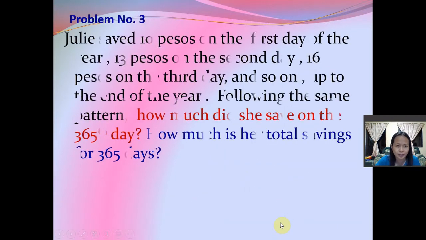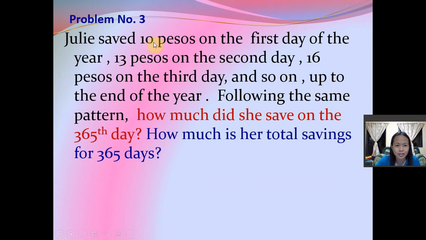Next, we'll have problem number 3. Julie saved 10 pesos on the first day of the year, 13 pesos on the second day, 16 pesos on the third day, and so on, up to the end of the year. Following the same pattern, how much did she save on the 365th day? And how much is her total savings for 365 days?